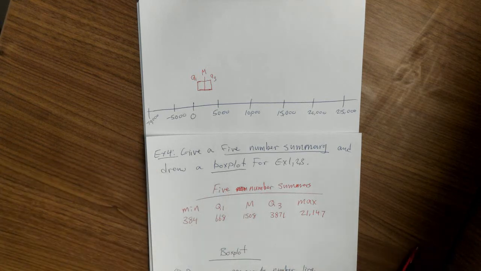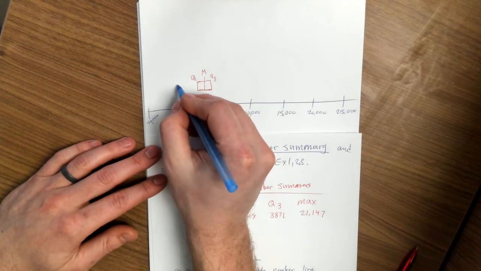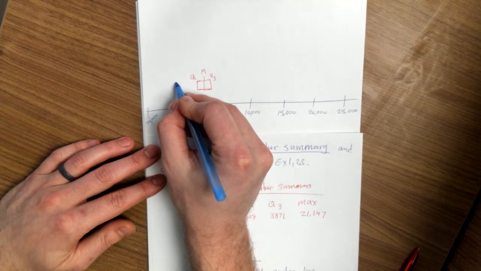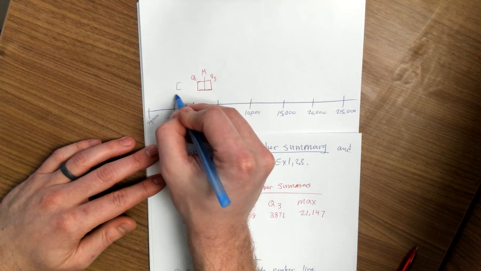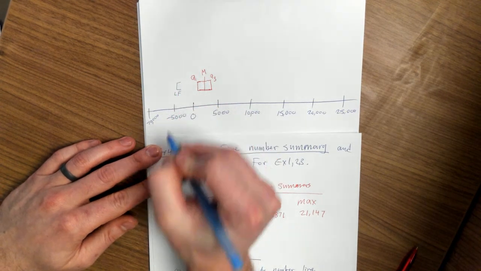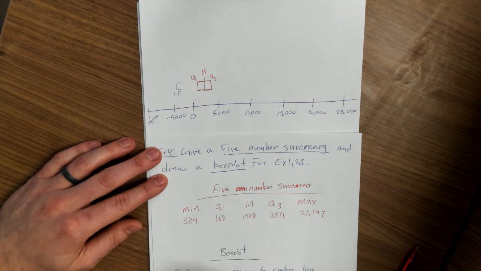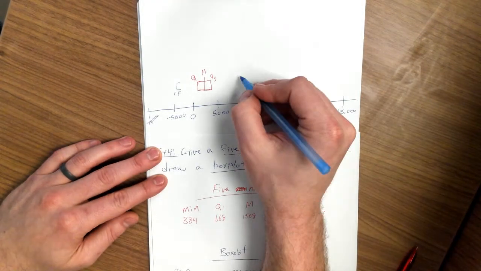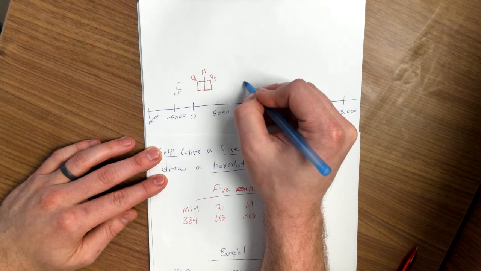Alright, and then number 3 says draw the fences. So the lower fence was negative 4,136. So we're just going to say that that's roughly here, and that's the lower fence. The upper fence was 8,675. We'll say is here.